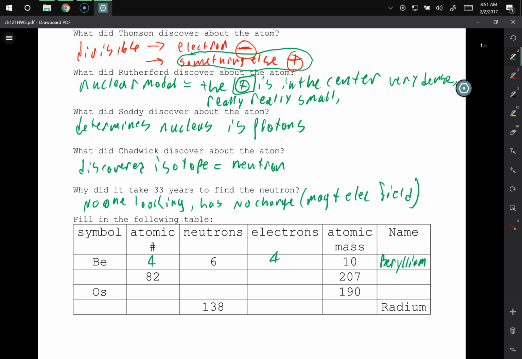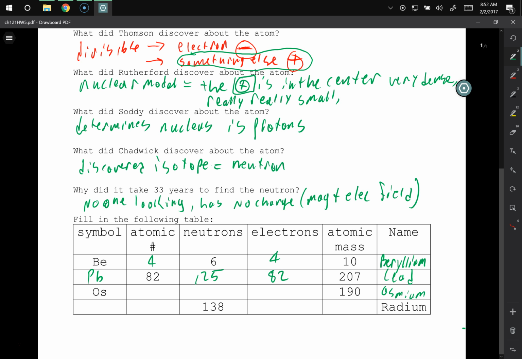So if I've got something with an atomic number of 82, what am I looking at? Lead. And lead symbol is what? Pb. Since it's lead, it's got 82 protons, so it has how many electrons? 82. This isotope of lead has a mass of 207. And I know that 82 of that mass has to be protons. So then how many neutrons do I have? 125. Okay.